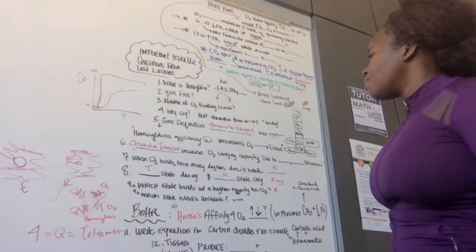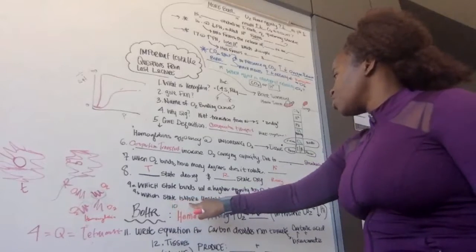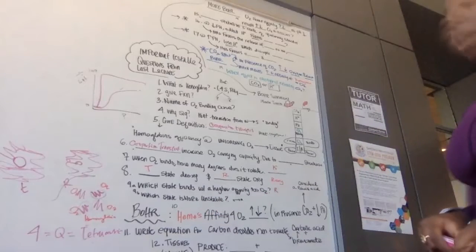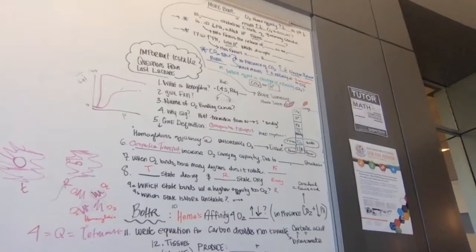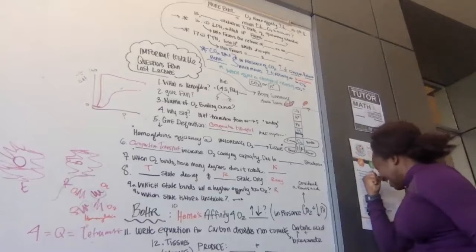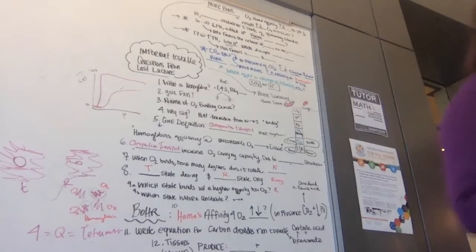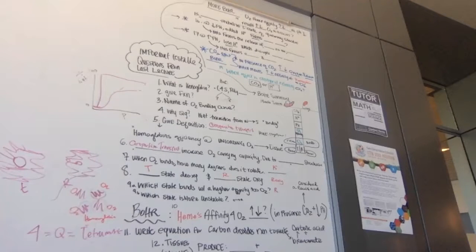Okay, so which state is more unstable? T. Right. Why? Because it doesn't have oxygen? Right. That's true, because it doesn't have oxygen. Usually it wants to be bound, and it's open and vulnerable. Whenever something wants to be bound to something but doesn't have it bound, it's just more unstable. Like if you think of an electron configuration, when their outer shell isn't full, they're just more unstable.